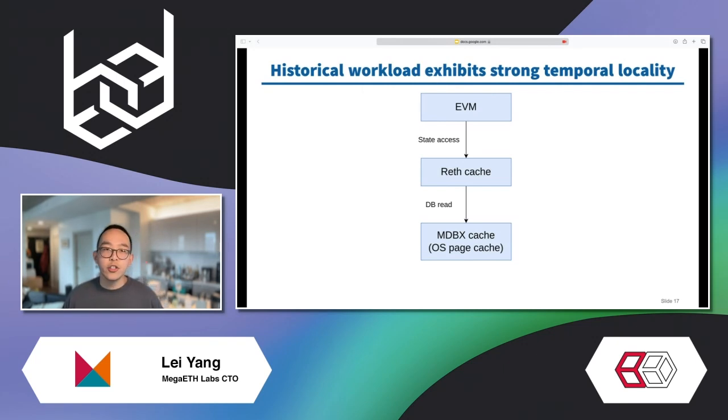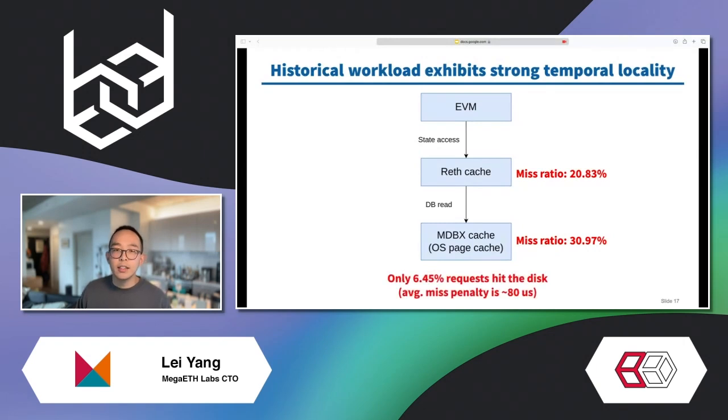This figure shows the two-level cache architecture of RETH. When the EVM needs to access some data, it first looks into the RETH cache. And if it couldn't find the data there, RETH looks up the underlying database, which has its own cache. Based on our profiling, the miss ratios at these two layers are 21% and 31% respectively. In other words, only 6.45% of the requests actually hit the disk after missing both caches.